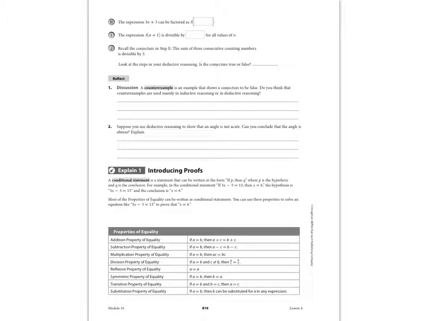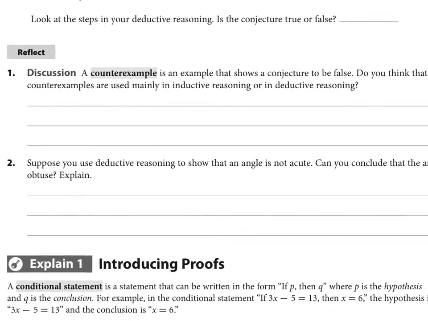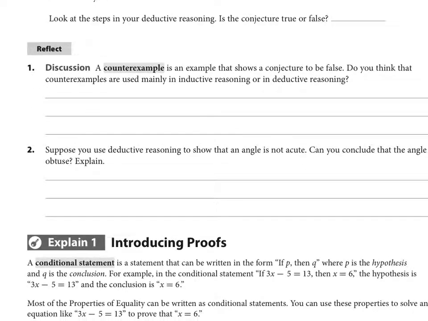On the second page is a vocab word, counterexample. Instead of answering this discussion question here, I'm going to give an example of a statement that we can provide a counterexample for. I'm going to be coming up with the statement here: if a number is odd, then it is prime.